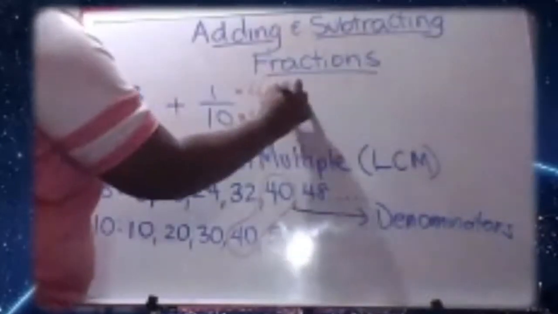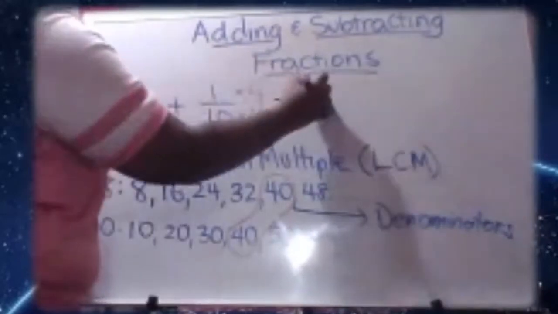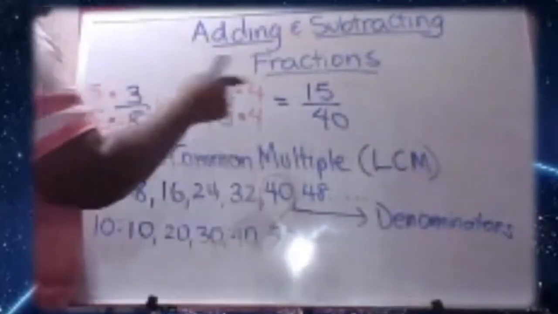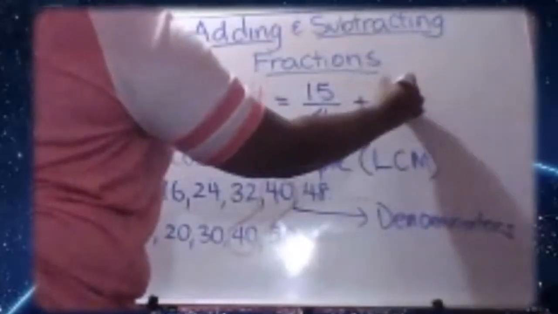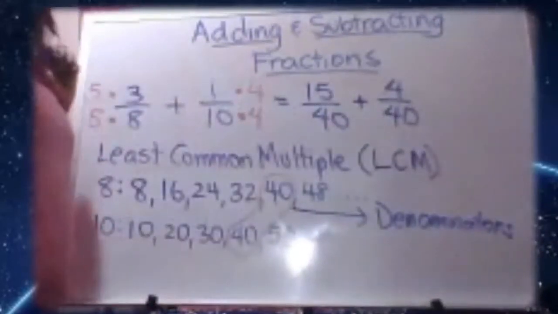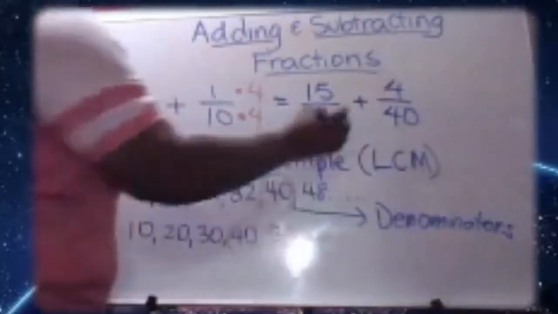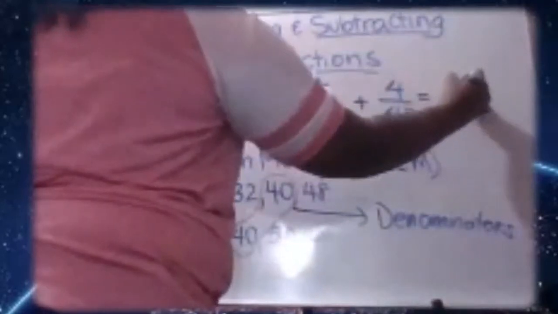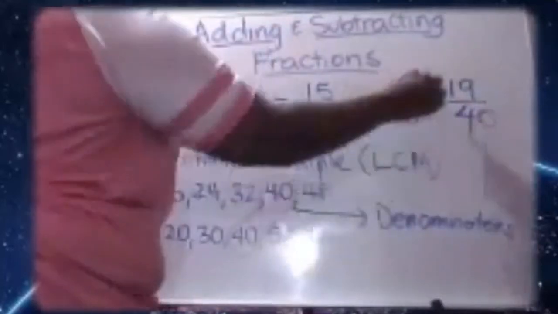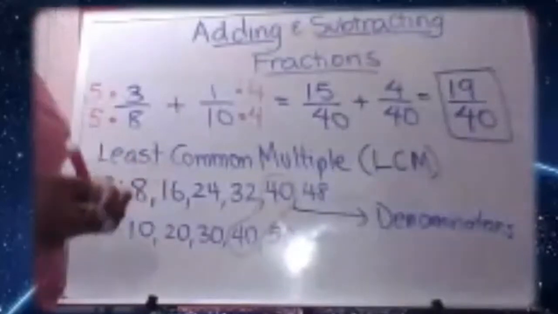So once you've done that, the equivalent fraction to 3 over 8 is going to be 5 times 3, which is 15 over 40. And 1 times 4 is 4, over 4 times 10, which is 40. Now we are in a situation where we can add because we have the same denominators. We do 15 plus 4, which is 19, and we keep the denominator the same, 40. And that's our final answer. It cannot be simplified, so that's where we stop.